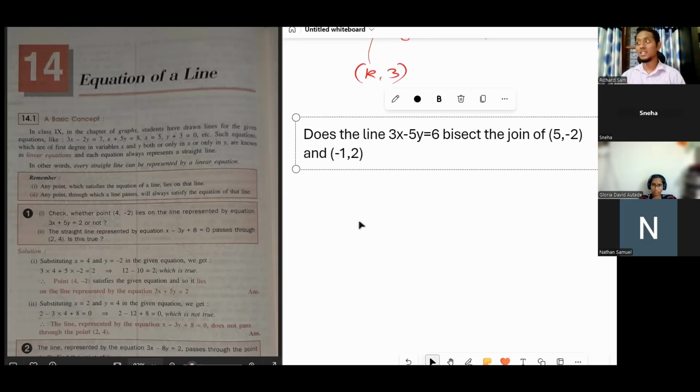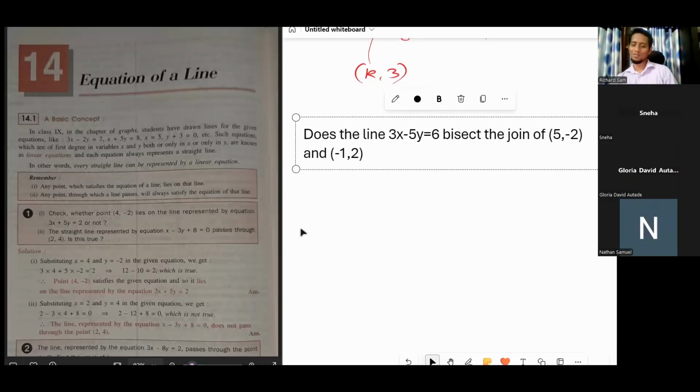Divides into 2 equal halves. So they're telling you, does this line bisect the join of these points? Okay, now I don't want to explain in easy English. I want you to understand. So anyone understood what it is?